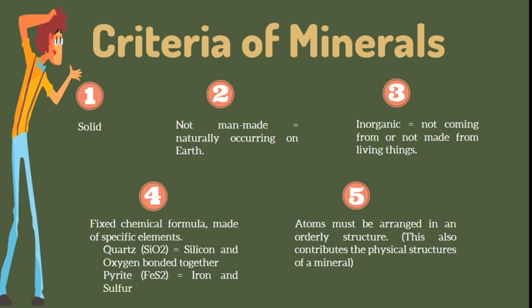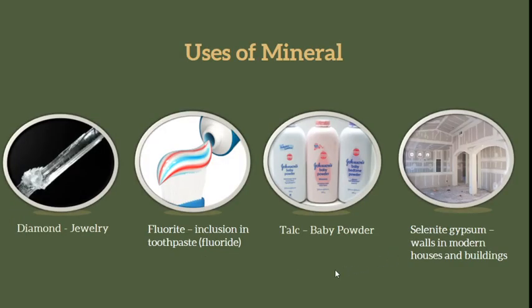Number four, it has a fixed chemical formula. And number five, it has an orderly crystalline structure, or atoms must be arranged in an orderly structure. Why? Because this contributes to the physical structure of a mineral. To show you examples, we have here diamond for jewelry purposes. Next, we have fluorite, used in toothpaste, talc, used in baby powder, and we have selenite gypsum, which is used in walls in modern houses and in modern buildings.